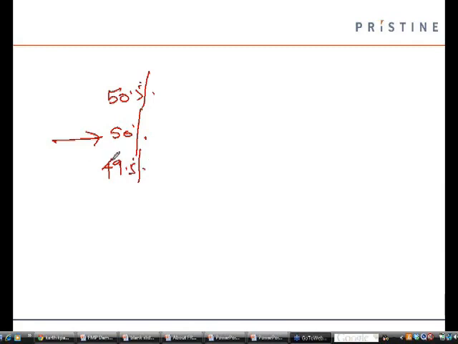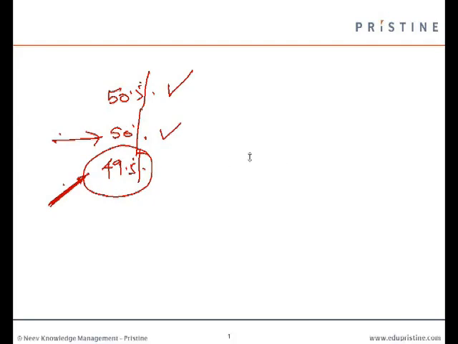Now, if it is an absolute gradation, there is a hard cutoff saying that only if you score 50% or more, you pass. So only this guy and this guy pass, whereas this guy fails. But if you look at the actual situation, there's no difference between the second guy and the third guy. They're only off by 0.5%. Isn't it harsh that this guy fails to make the cutoff only because of a 0.5 difference? That's why the concept of relative valuation came.